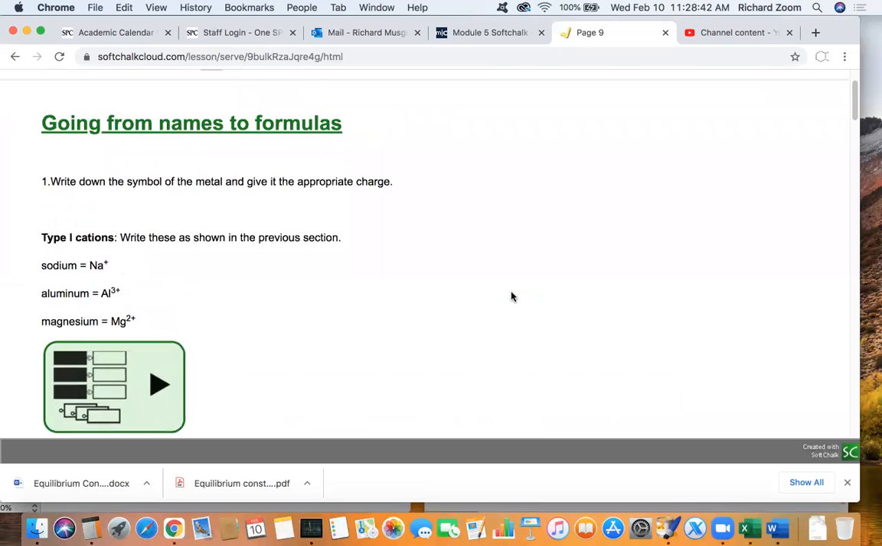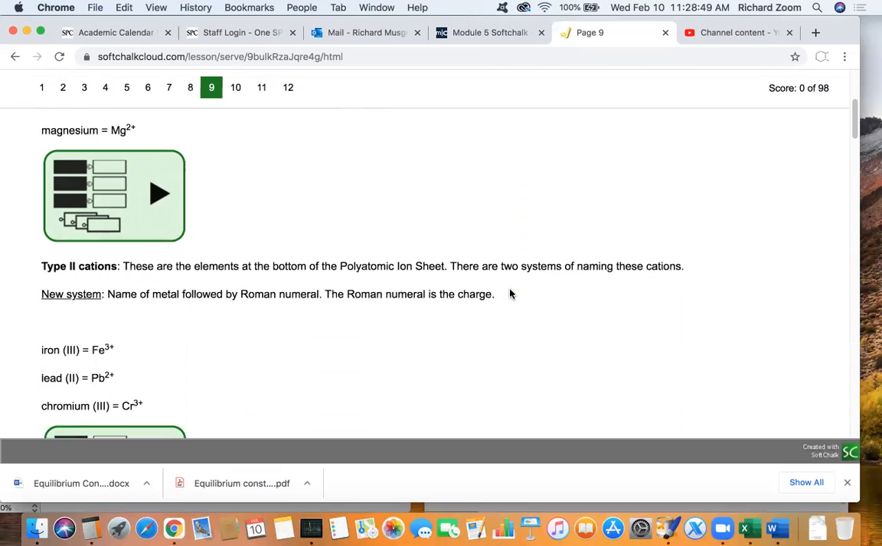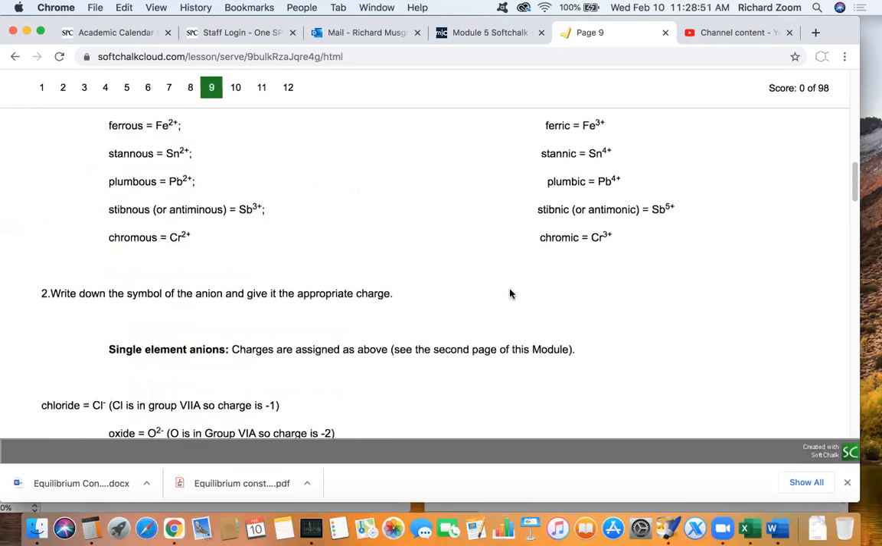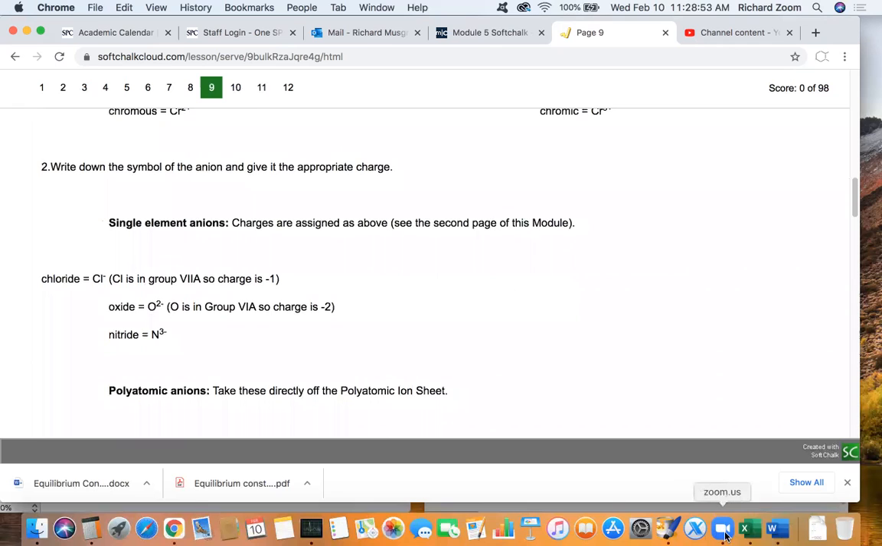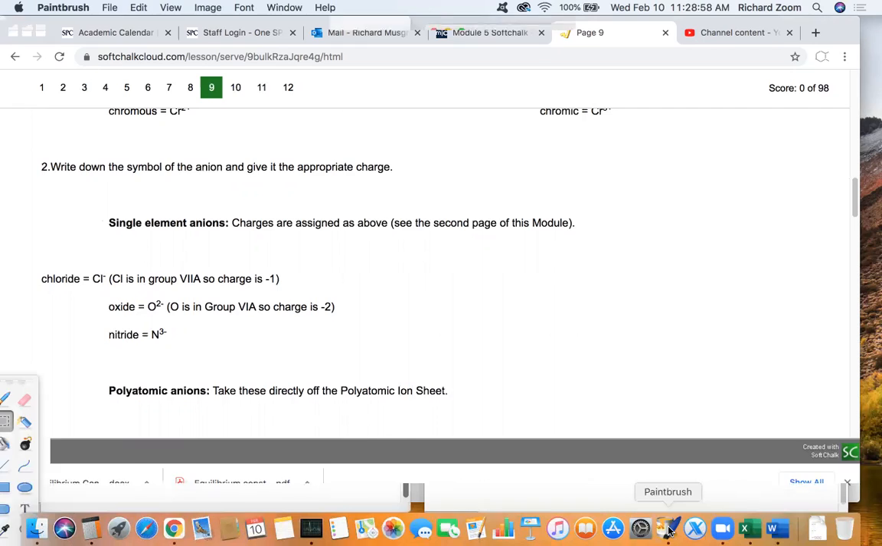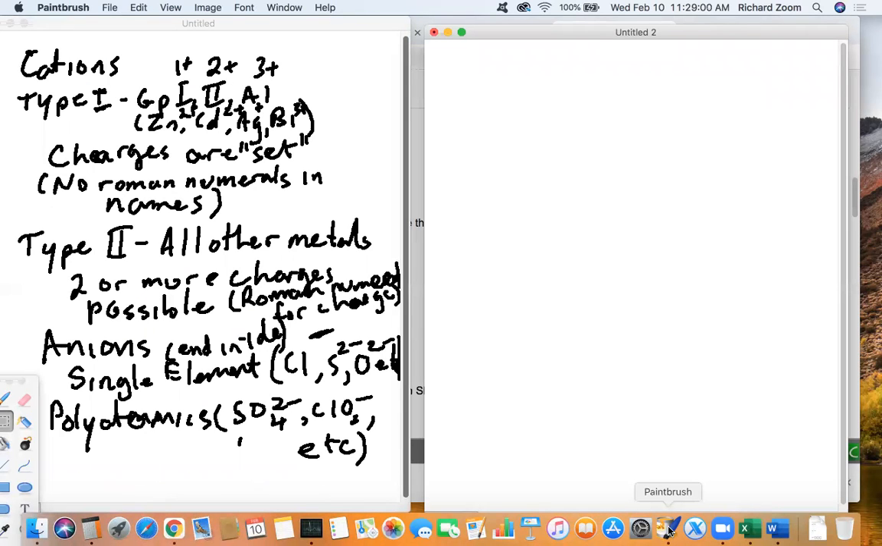Now, going from names to formulas, I think, is a lot easier than going from formulas to names. So let's look at some examples of those. You'll notice some of the examples I include will be following the rules that I just talked about.